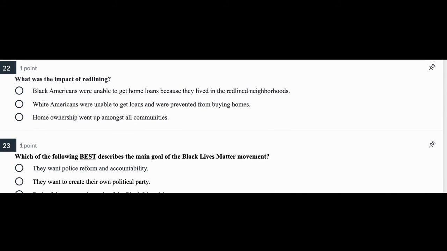22. What was the impact of redlining? Black Americans were unable to get home loans because they lived in redlined neighborhoods. White Americans were unable to get loans and prevented from buying homes. Or home ownership went up amongst all communities.